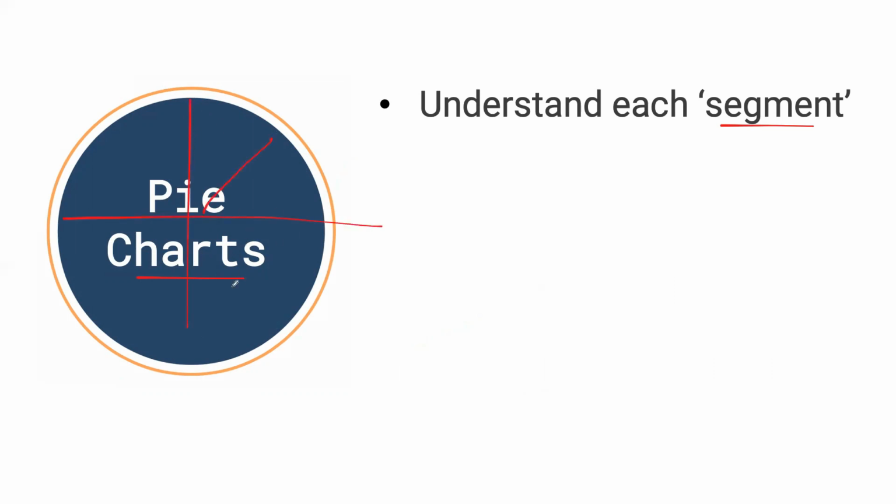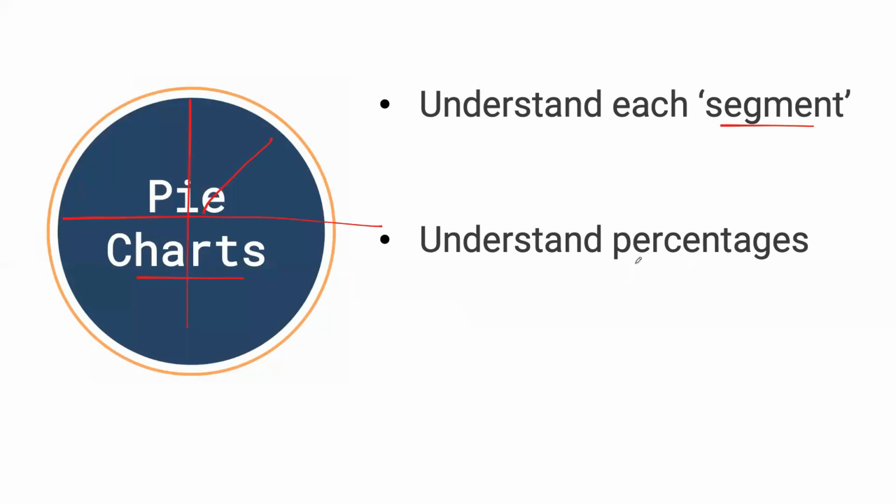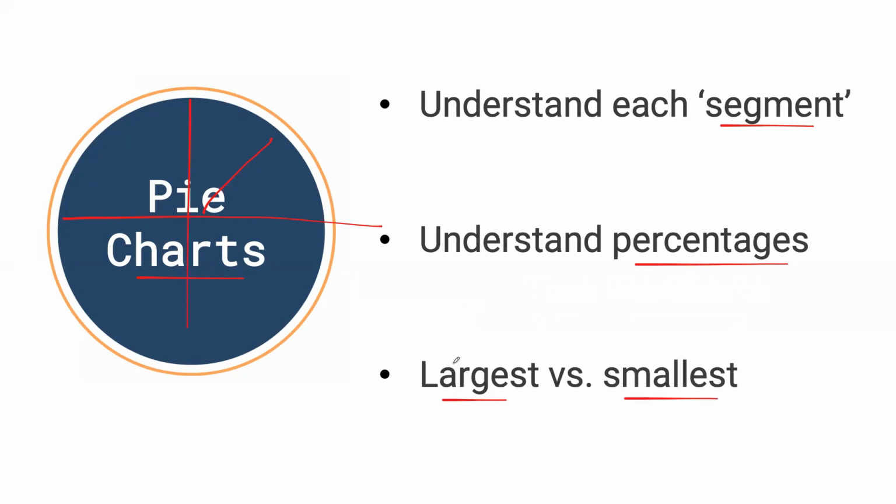So you'll have to look at the percentages. So you may have 50% and 13%, things like this. So you'll have to understand the largest versus the smallest percentages that you see in your chart. So that is how you read a pie chart. It's a little bit more visual perhaps when it comes to the largest segments and the smallest segments.